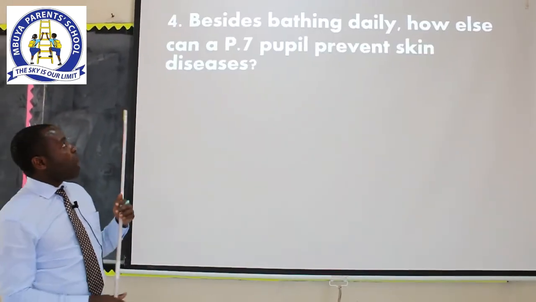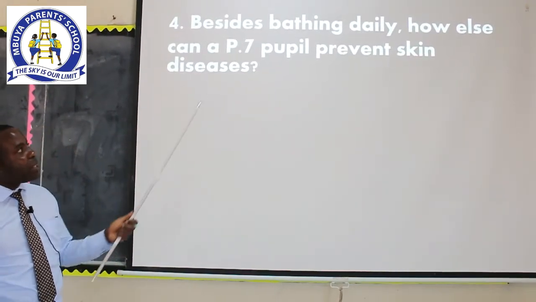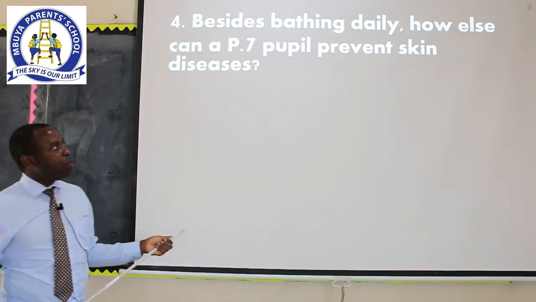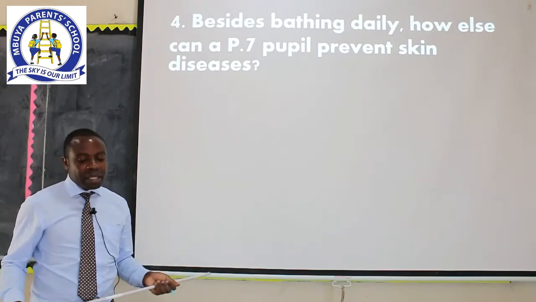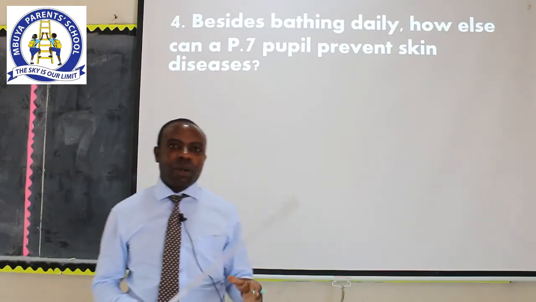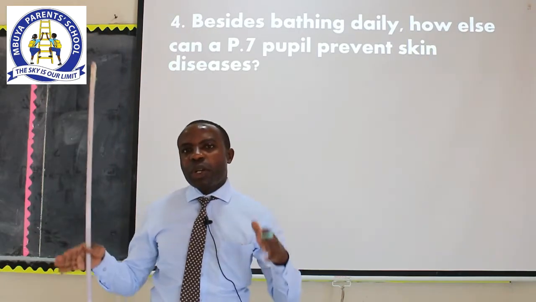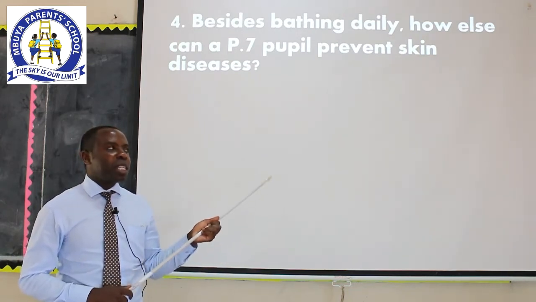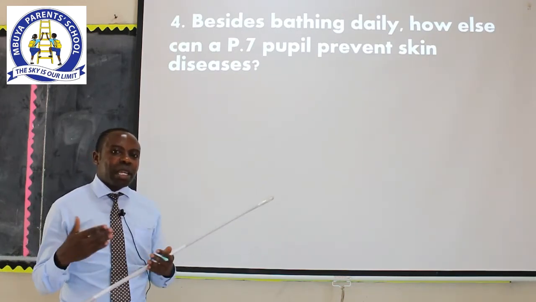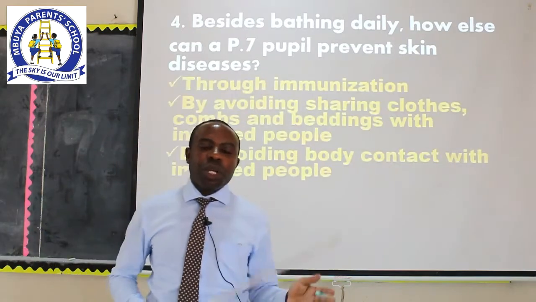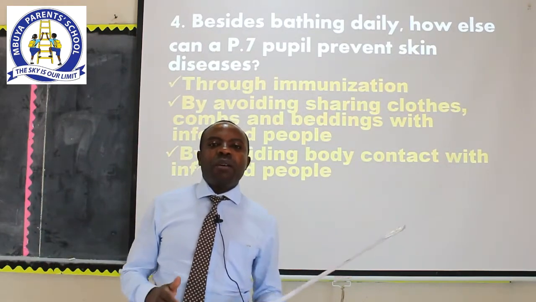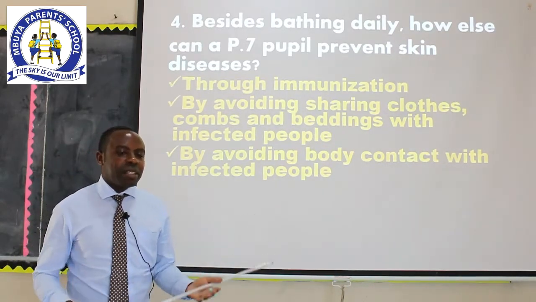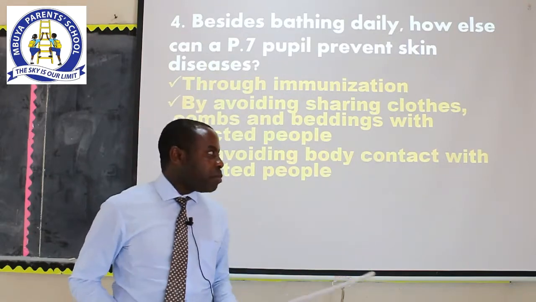Question 4 says, besides bathing daily, how else can a P7 pupil prevent skin diseases? Remember, skin diseases are contagious. So if you want to avoid contagious diseases, you have to avoid body contact with infected people. Those that are immunizable, you have to prevent them through immunization. And then you have to avoid sharing clothes, beddings, handkerchiefs, and basins.